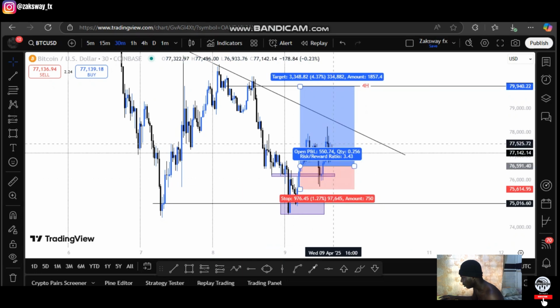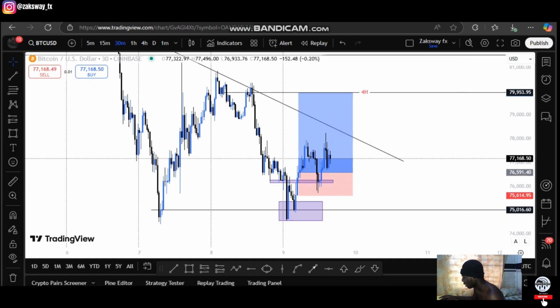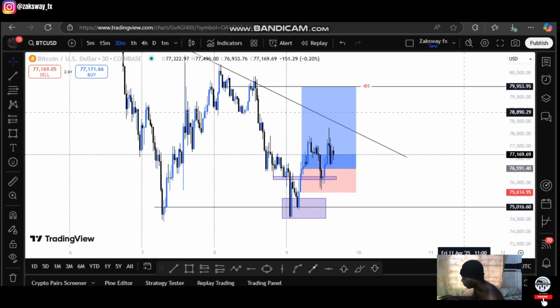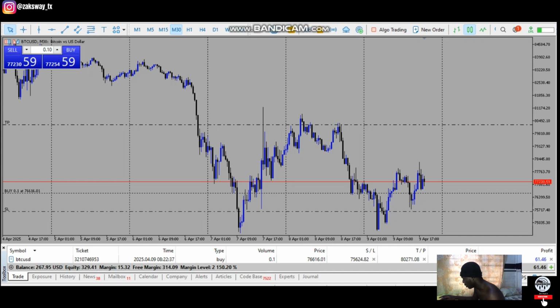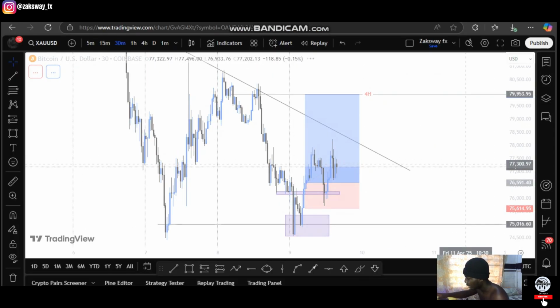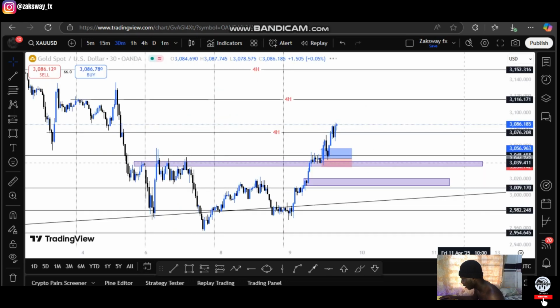Price is still running in blues. After price went to almost taking me out, it pushed back, and now I'm in a bit of blues. Yeah. Let me show you on my MT5. You could see that I'm up about $60+ on my cent account. Sorry. So let me show you the XAU USD trade.